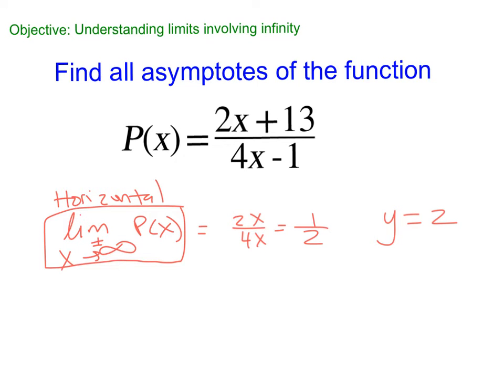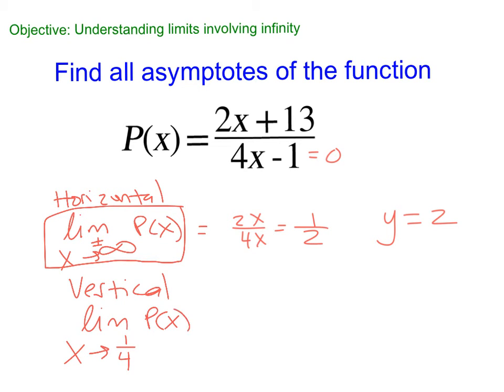And then for vertical, it's the limit as x approaches what number will make this infinity. So we know it's setting the denominator equal to 0. So the limit as x approaches 1/4 of p of x from the left or the right, it doesn't matter which, let's do left, is infinity. That's going to be your answer. You could also do from the right. The limit as x approaches 1/4 from the right of p of x is infinity.